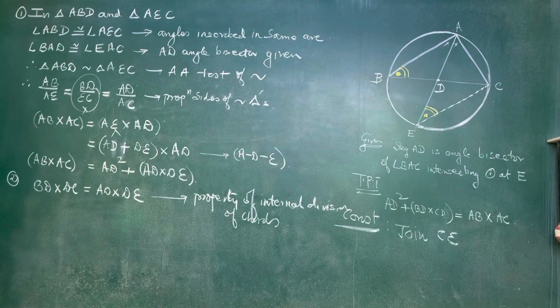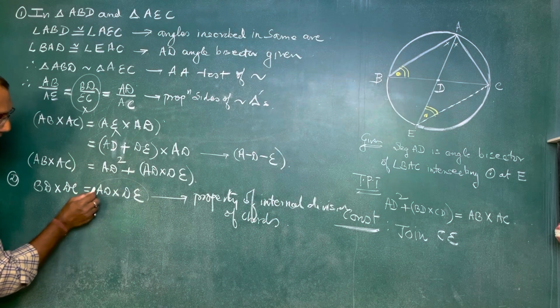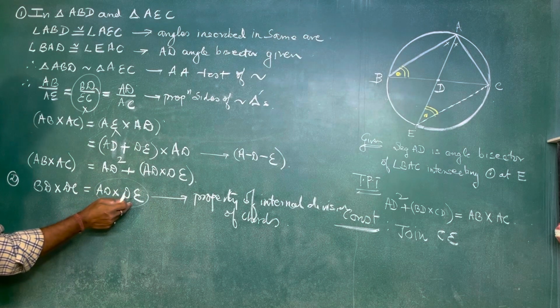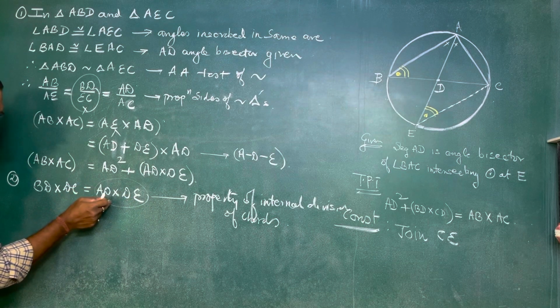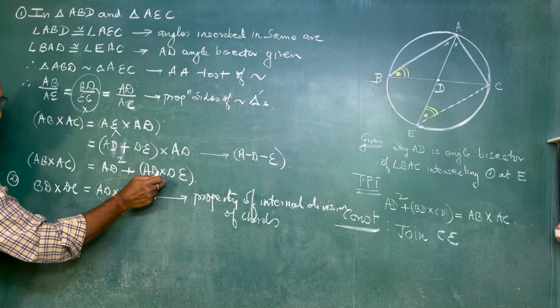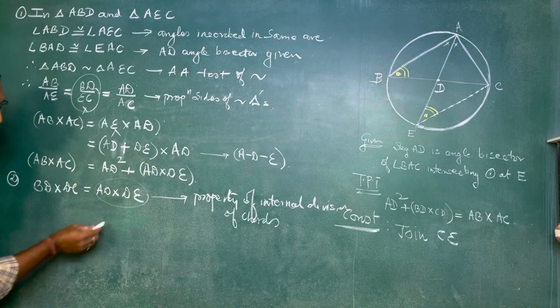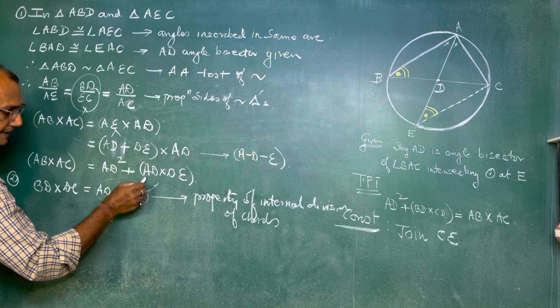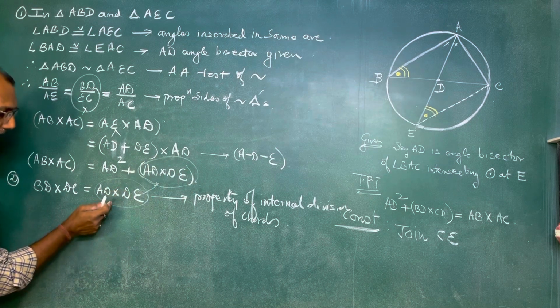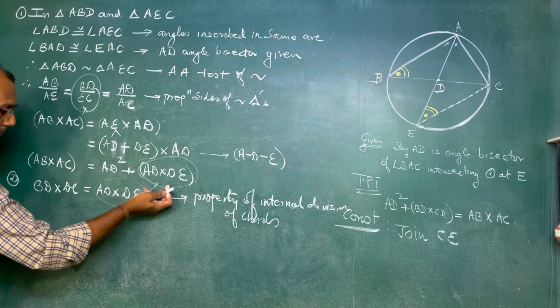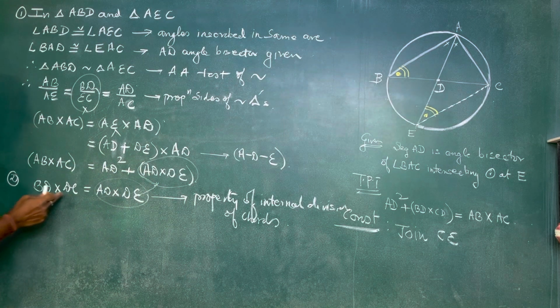Now let's see, can we substitute something? If you see statement number 2, we have the value AD into DE, and this AD into DE is even present here in statement number 1. So what we can do is that we can replace AD into DE by BD into DC. So what do I get? Let's see now. Point number 3.